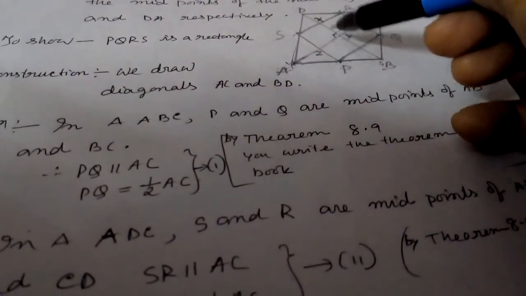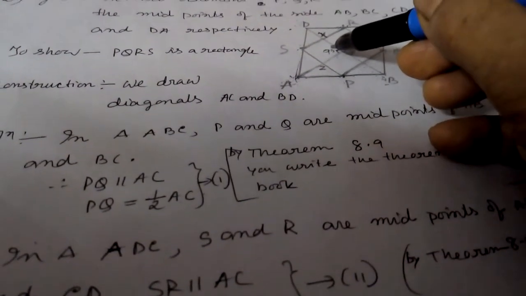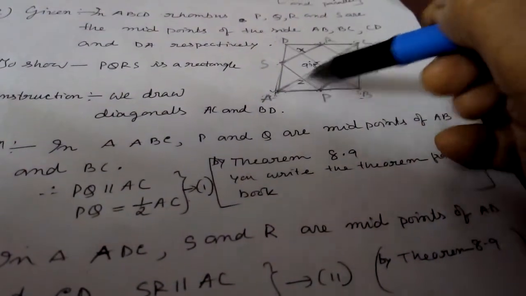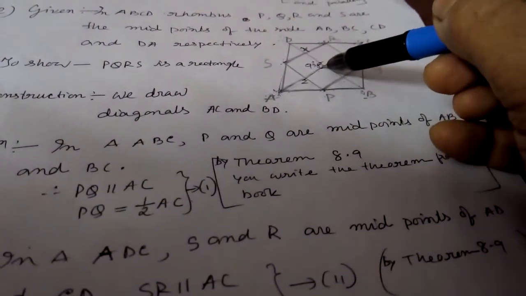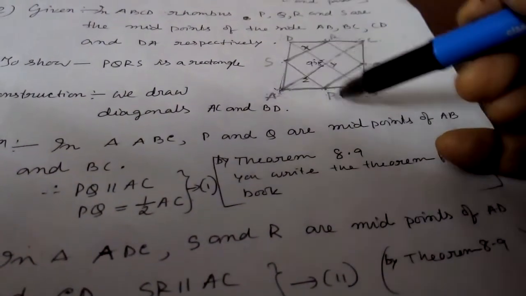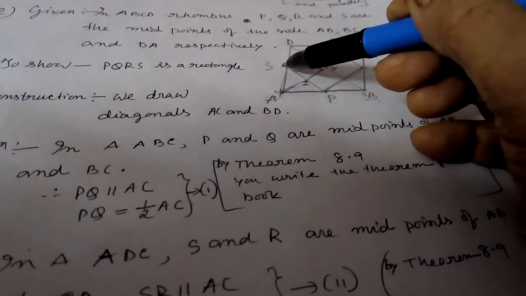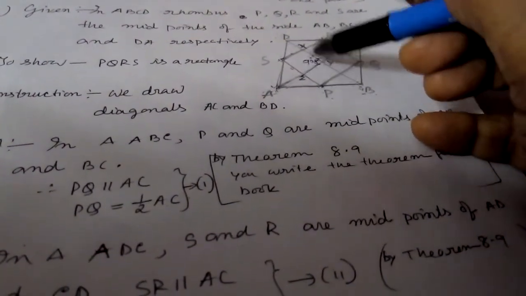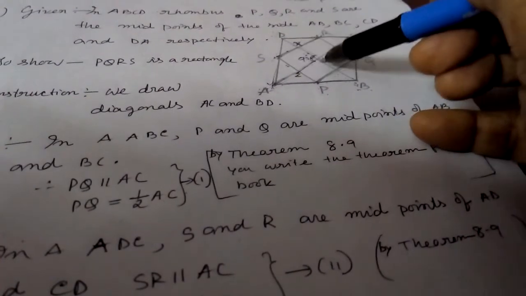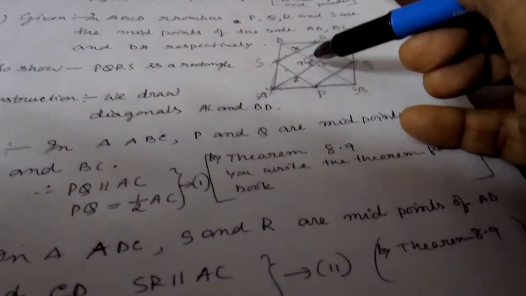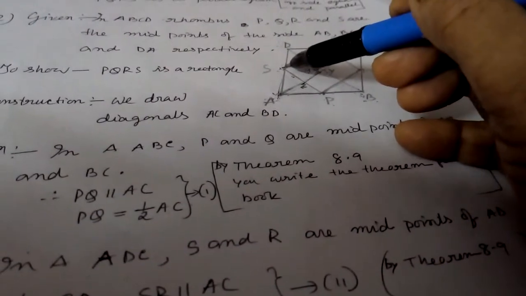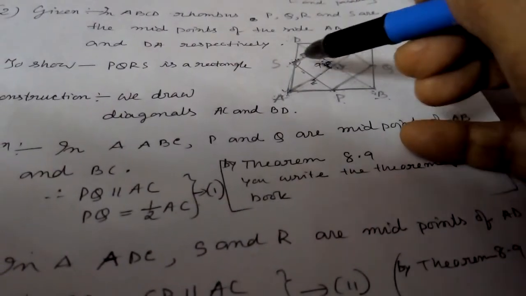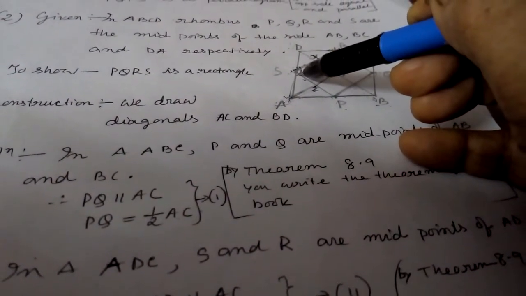So angle AYD is equal to 90 degrees. Since SR is parallel to AC, SX is parallel to ZY. Since BD is parallel to SP, XY is parallel to SZ. So both pairs of opposite sides are parallel, so SXYZ is a parallelogram. We know that opposite angles of a parallelogram are equal, so angle Y is equal to angle S. Since this is 90 degrees, angle S is also 90 degrees.